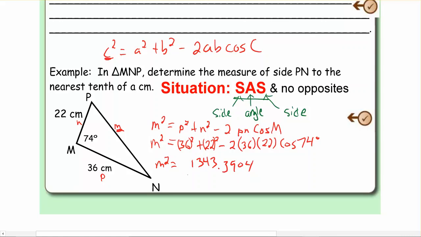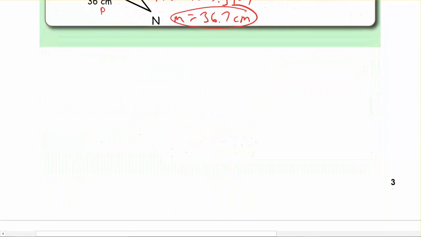Then what we gotta do is just take the square root of that, right? So m in the end would just be equal to 36.7, and our units were in centimeters, so 36.7 centimeters. Okay, so that's how you do those questions. Really just like using the formula, plugging stuff in. So this one's pretty straightforward.